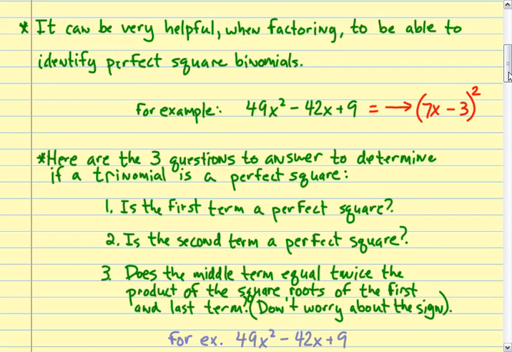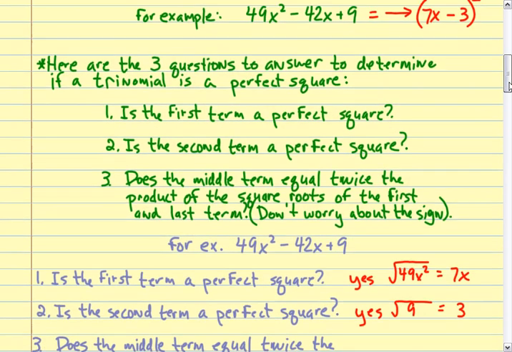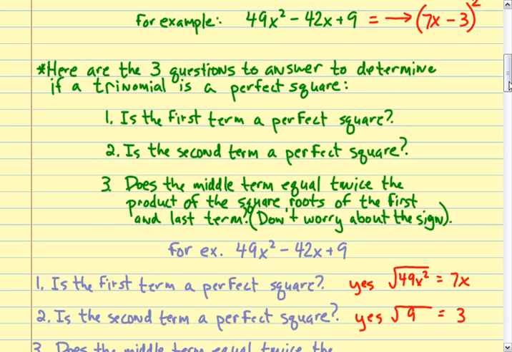Now, you can recognize it, and here are the three questions that you answer to determine if a trinomial is a perfect square. Question number 1. Is the first term a perfect square? We look up there at 49x². Yeah, it is. Is the second term a perfect square? Plus 9. Yeah, that's 3 squared. And then the third one is the one that we have to spend some time on. Does the middle term equal twice the product of the square roots of the first and last term? Don't worry about the sign of the middle term, not yet.